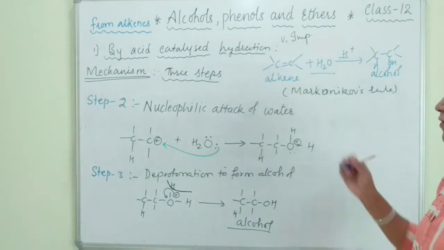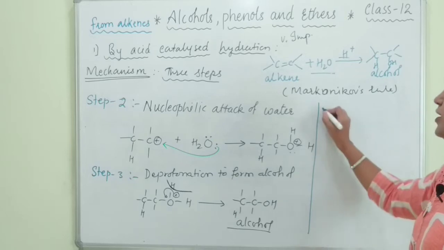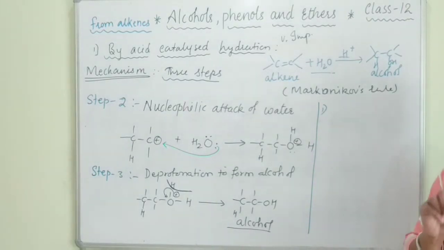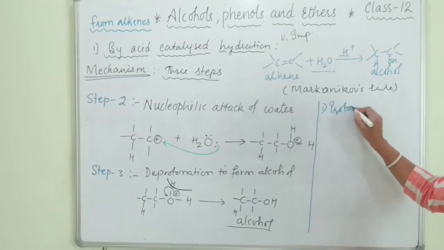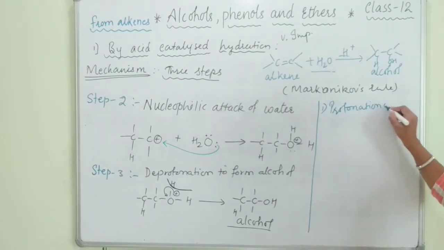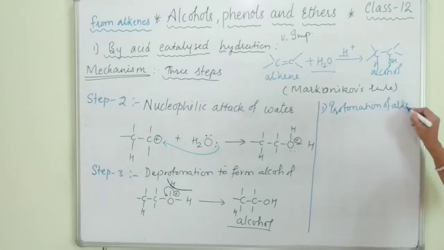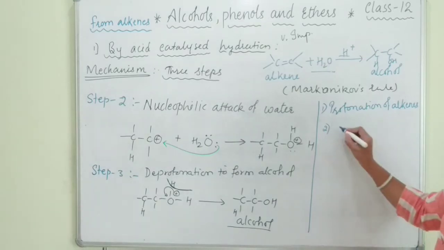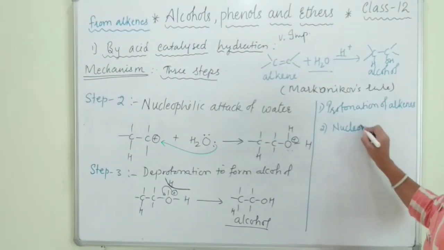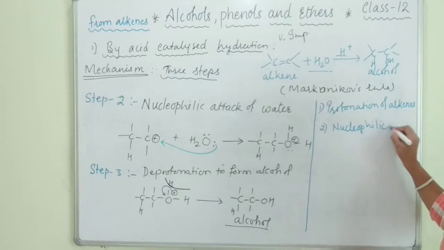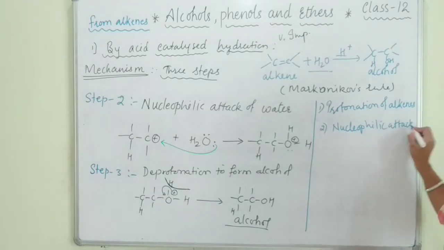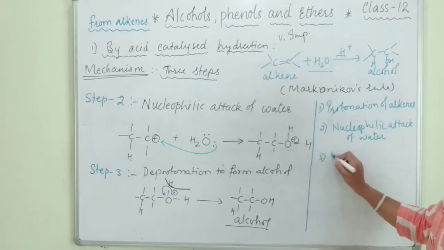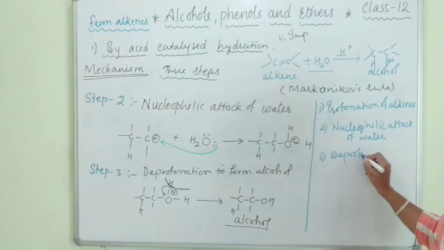And what are those 3 steps? One more time I am writing here. The first step we observed was protonation of alkenes, the second one is nucleophilic attack of water, and the third one is deprotonation to form alcohol.